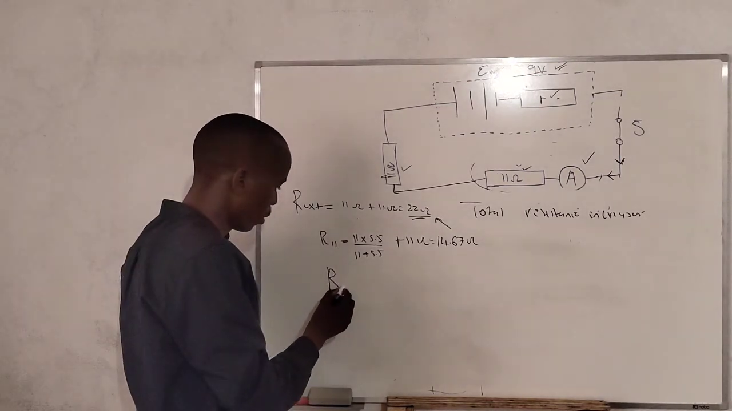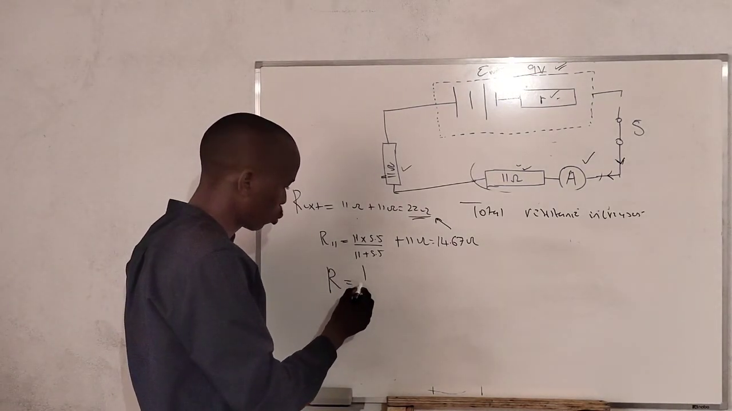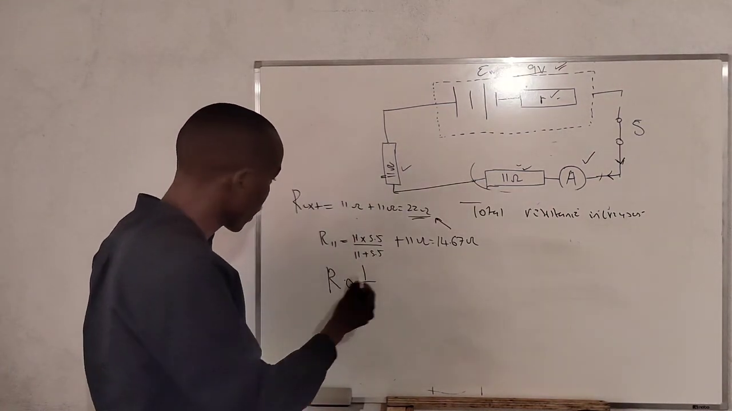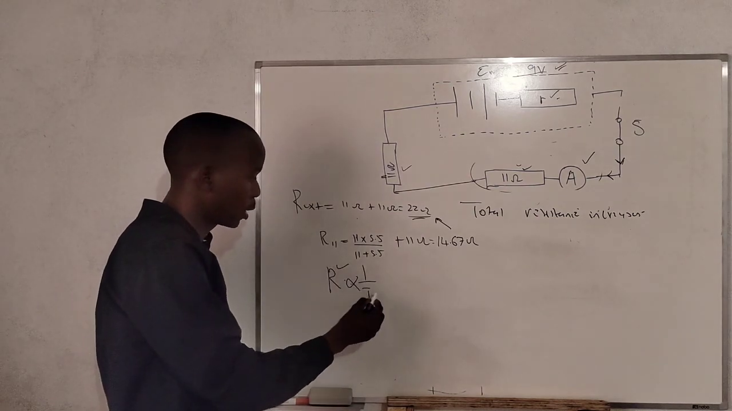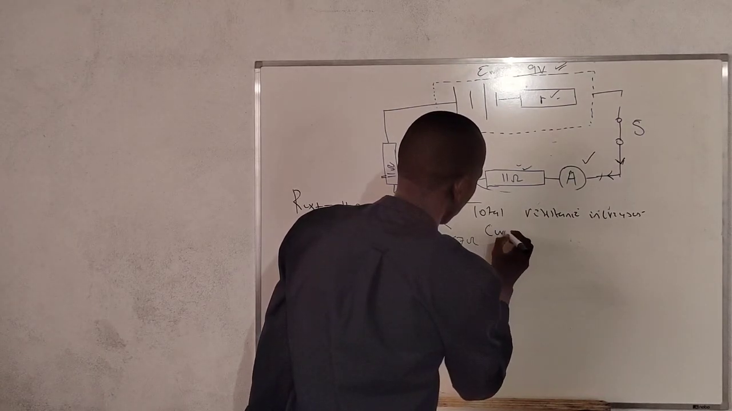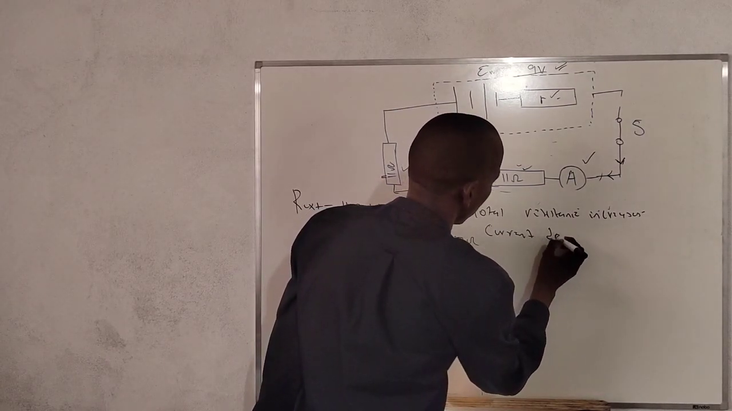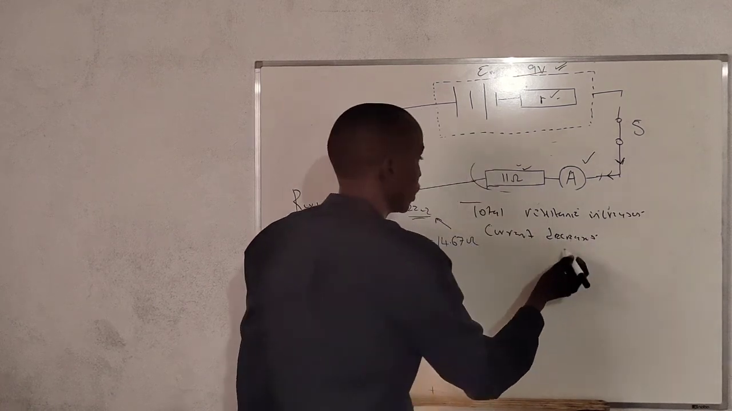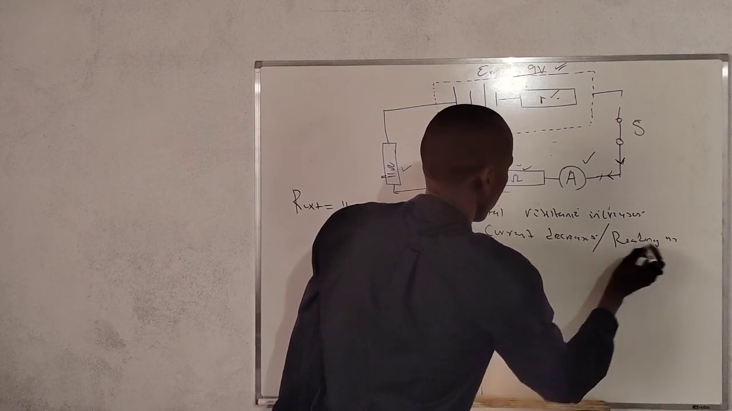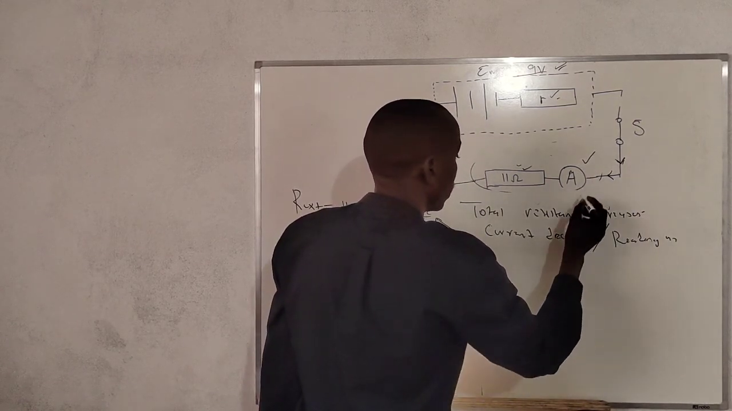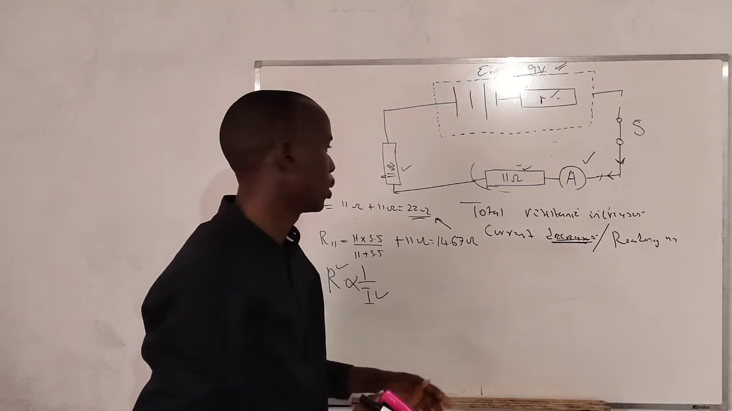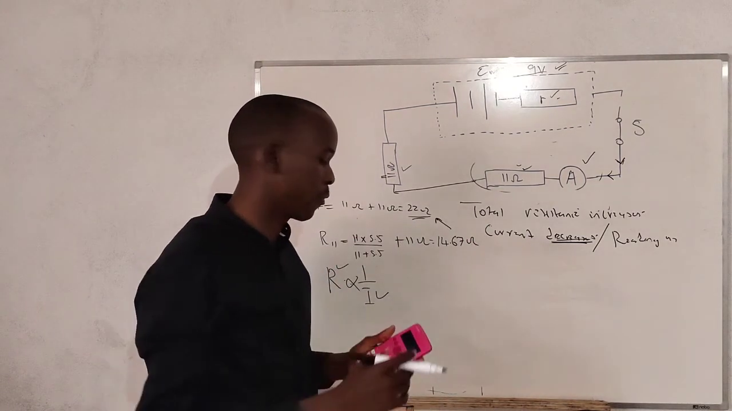Resistance is inversely proportional to the current. So if resistance increases, the current decreases. Specifically, the reading on ammeter A decreases. Why? Because the total resistance of the circuit has increased. So that is all we have in this circuit.